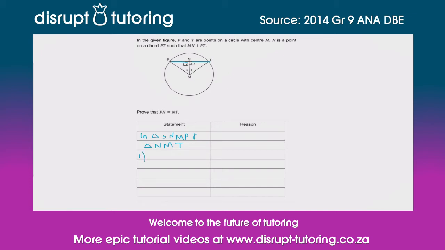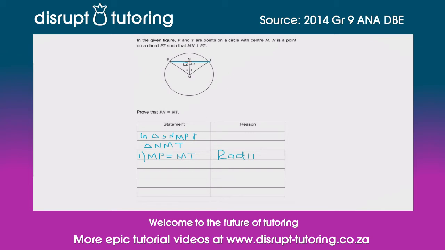Well, they've said to us that M is the center of the circle, which means that MP and MT are radii. So that means that MP must equal MT. So I'm going to do that first. So it's going to be MP is equal to MT, and that is as a result of radii. Brilliant. Now we move on to the second point.